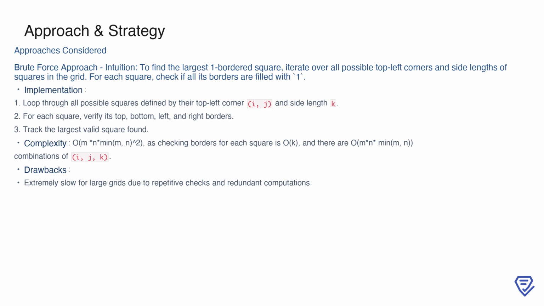While this method is straightforward, it's computationally expensive. The time complexity is O(m*n*(min(m, n))^2), because for each square, verifying its borders takes O(k), and there are O(m*n*min(m, n)) possible combinations of i, j, k. This results in many redundant checks, making the brute force approach impractical for large grids.